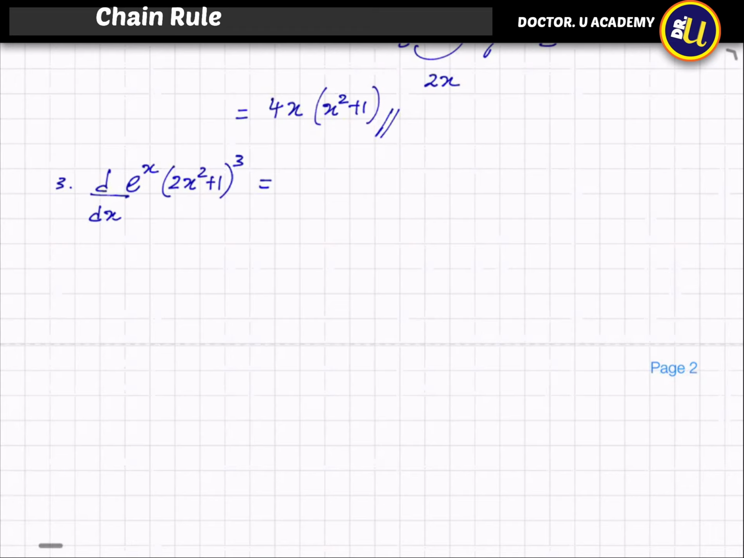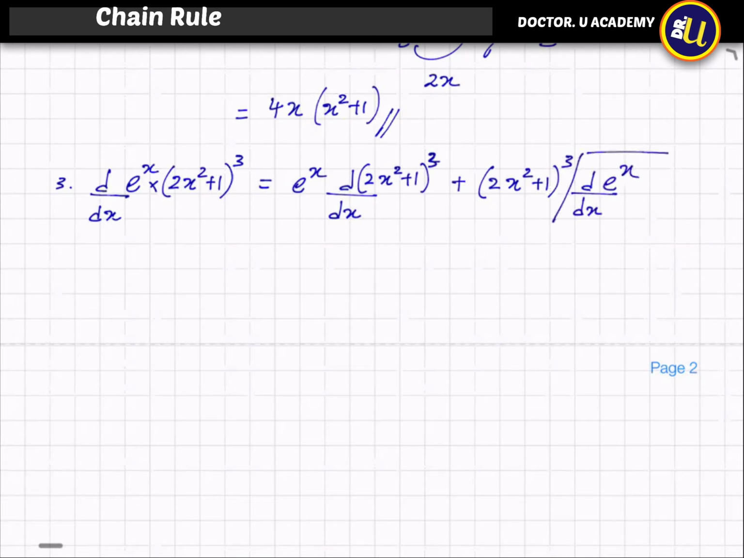Okay, so now in this question we can see we have to use the product rule. Why? Because we have two functions, e to the x and (2x squared plus 1) raised to the power 3. There are two functions, so I will use the product rule. This is the product rule. Plus, then I will keep (2x squared plus 1) raised to the power 3, and then I'm going to differentiate e to the power x. So now this is the differentiation we have here: d/dx of e to the x, base case number 2, very easy, answer is e to the x.